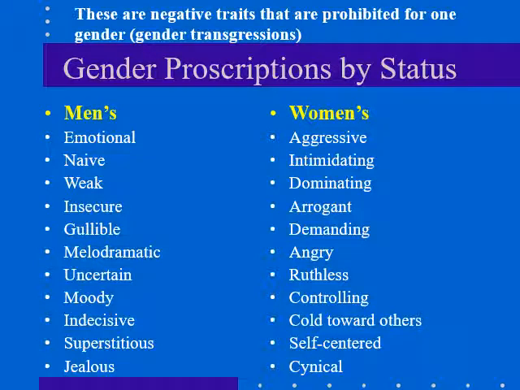And here are the gender transgressions. So men's are emotional, naive, weak, insecure, gullible, melodramatic, uncertain, moody, indecisive, superstitious, and jealous. And women's are aggressive, intimidating, dominating, arrogant, demanding, angry, ruthless, controlling, cold towards others, self-centered, and cynical.